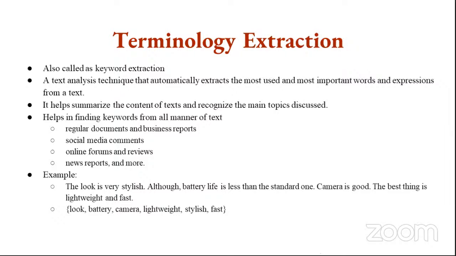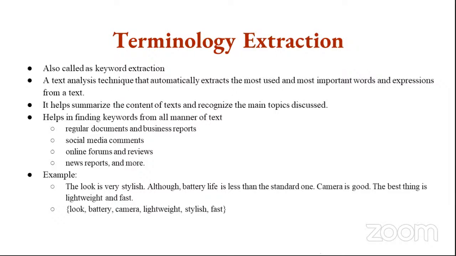If you can extract the keywords, based on the keywords, we can categorize our document. Keywords are also important for identifying the main theme of the document. So the keywords can be useful for summarizing the document. It helps summarize the content of text and recognize the main topics discussed. So basically it helps in finding keywords from all manner of text. The documents could be of different types, like regular documents or business reports, social media comments, online forums and reviews, news reports and more.